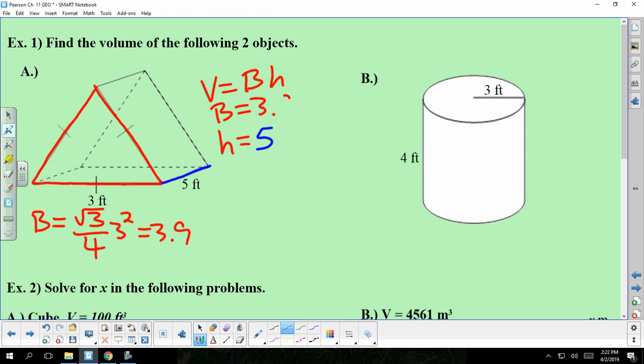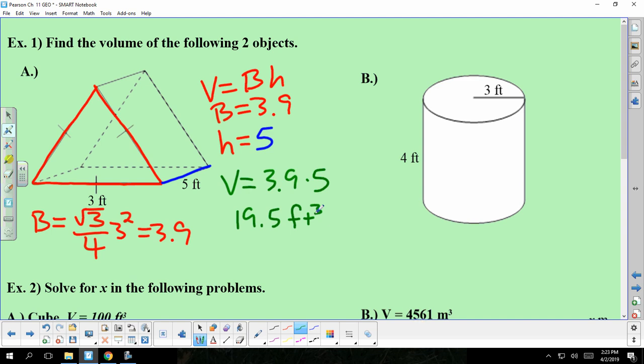And now for volume, I just have to plug those two in. Multiply them together. Our volume equals 3.9 times 5. And I get 19.5 cubic meters. Easy enough. Find the area of the base, multiply it by the height. So it's even simpler than surface area.